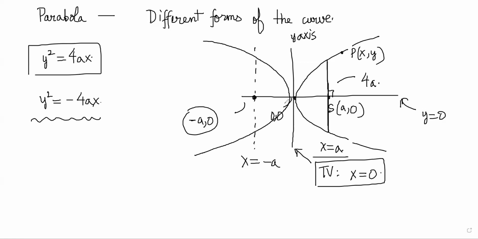Vertex remains unchanged. Latus rectum remains unchanged. Tangent at the vertex remains unchanged. The x-axis also is unchanged, right? So you should know the relationship between these two curves. Similarly, you could have a standard equation of the parabola in this form also: x square is equal to 4ay, and also x square is equal to minus 4ay, right?